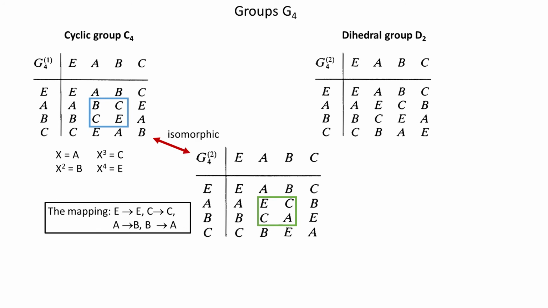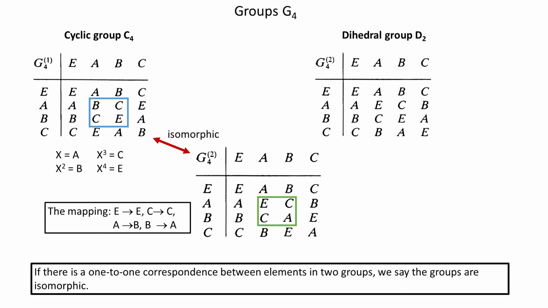So these two groups are called isomorphic, as there is a one-to-one correspondence between the elements in these groups. In fact, they are not counted as distinct groups. So we say that for G4, there are only two distinct groups, the cyclic C4 and the dihedral D2.